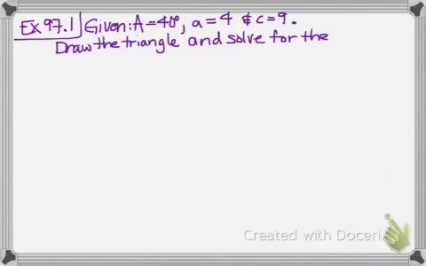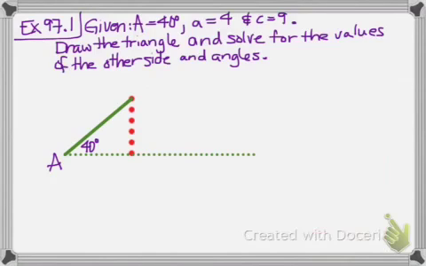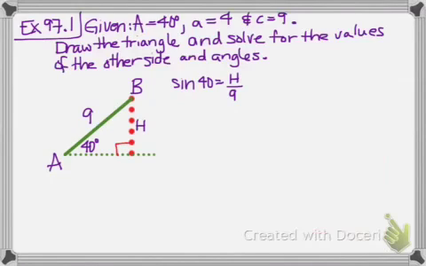So we're going to go back to that example. Given that angle A is 40 degrees, and the side A is 4 and the side C is 9, draw the triangle and solve for the values. So we're going to draw what we know of the triangle, and then we're going to solve for H. Since this is a right triangle, we know that the sine of 40 is equal to H over 9, or in other words, H is equal to 9 times the sine of 40, which is 5.79. So our height is 5.79.